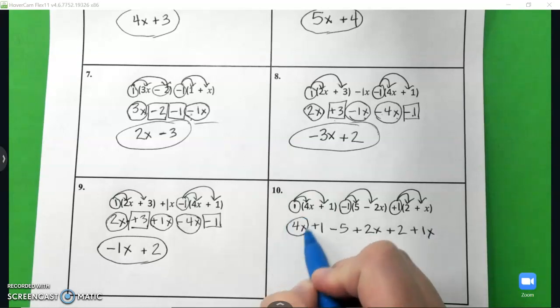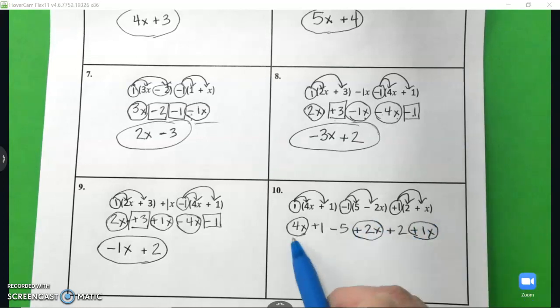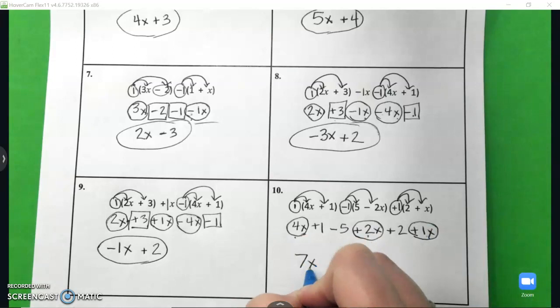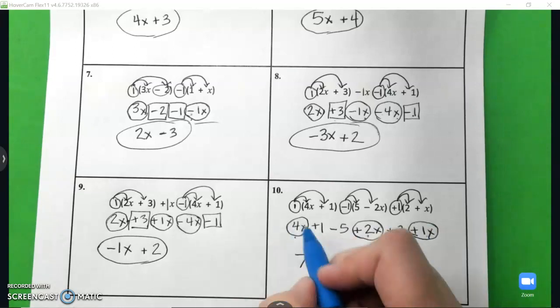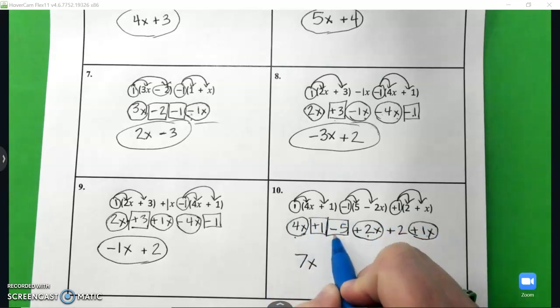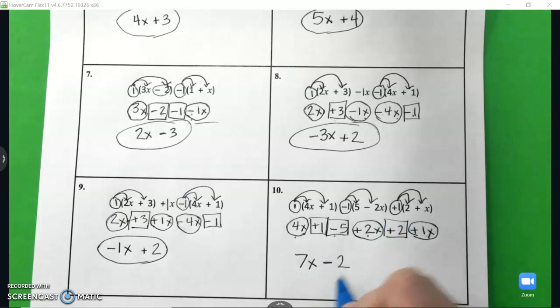So we've got 4x plus 2x plus 1x. 4 plus 2 is 6 plus 1 is 7x. And then I've got positive 1 minus 5 would get me to negative 4. Plus 2 would bring me back to negative 2. So that would be my simplified version.